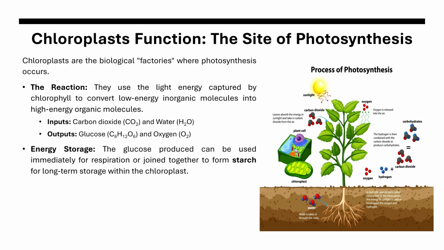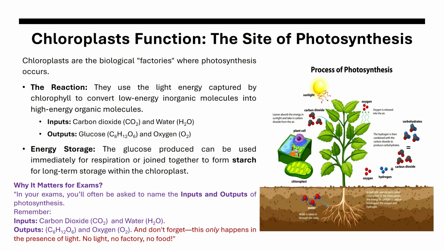Once the glucose is made, the plant has two choices. It can use it immediately for respiration in the mitochondria to get a quick energy boost, or if it has a surplus, it can join thousands of these glucose molecules together to form starch. You can actually see these starch grains under a microscope inside the chloroplast. It is like the plant is packing away energy boxes for a rainy day or a long night when the sun is not shining, meaning under harsh environment.